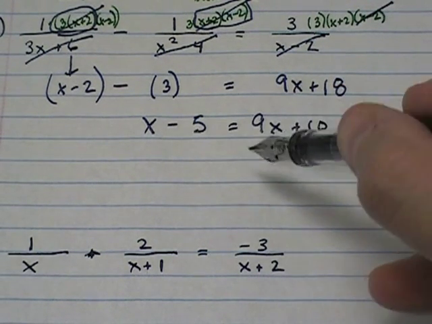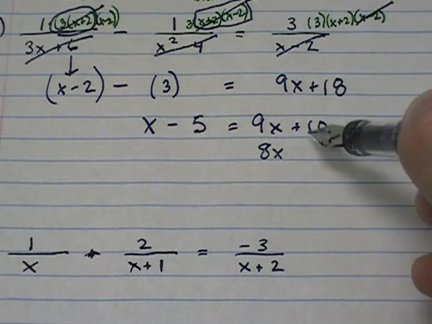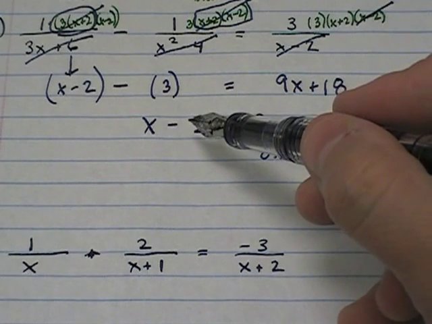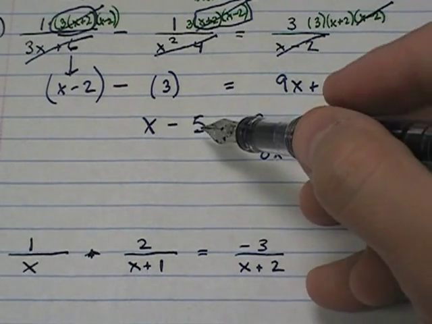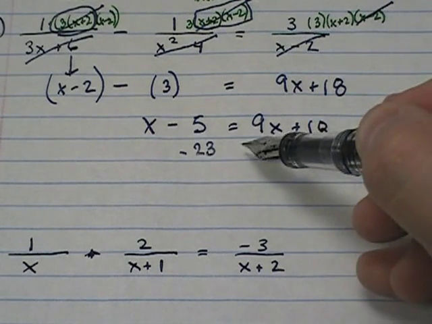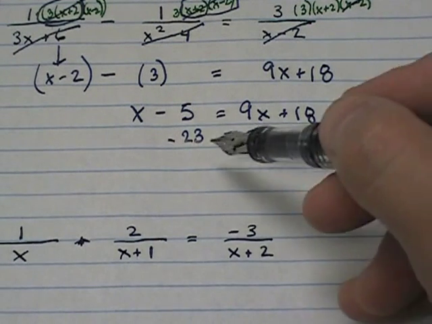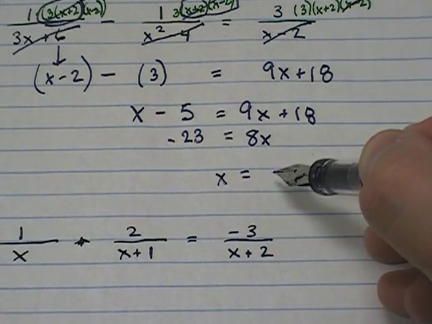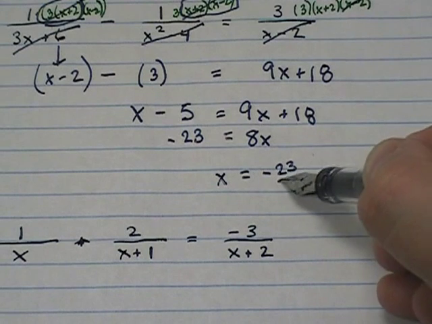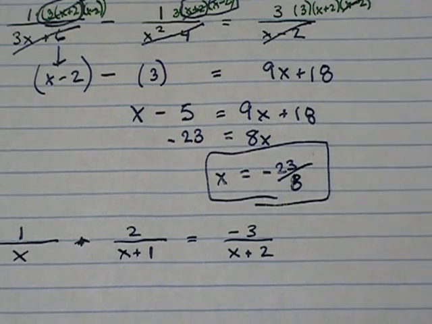So I'm going to move the x over to the right. Well, 9x minus x is 8x. And I'm going to move the 18 over to the left. So negative 5 minus 18 is going to end up giving me negative 23. Okay, so 8x equals negative 23. And if I divide both sides by 8, I get x equals negative 23 over 8. So that's what I get.